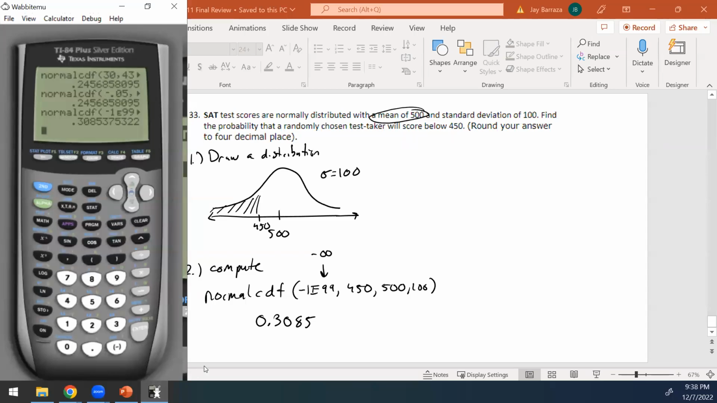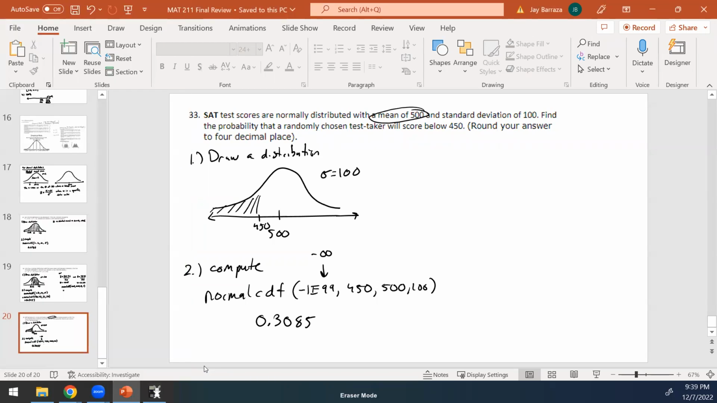And I get 0.3085. Okay. And so that's our answer. So the probability that a randomly picked student scored below a 450 is 0.3085.